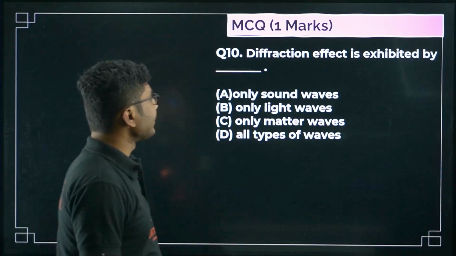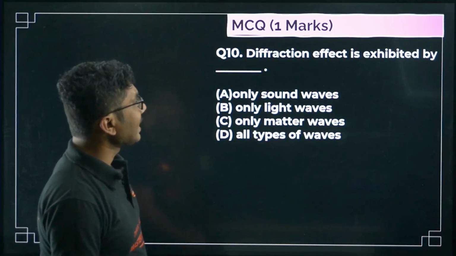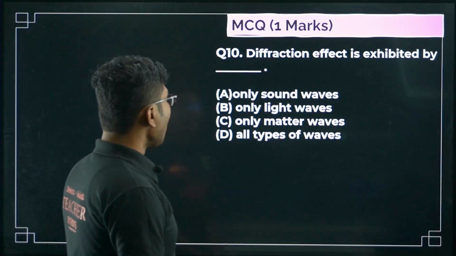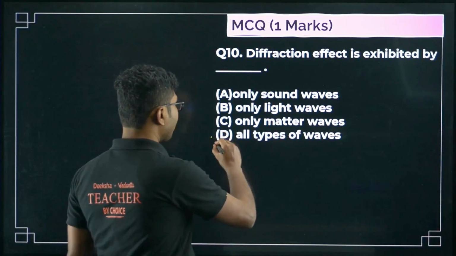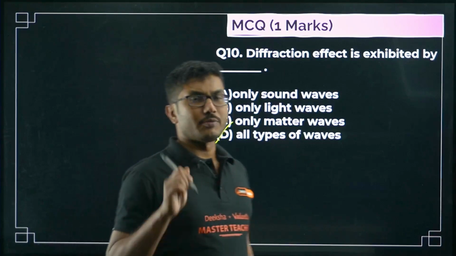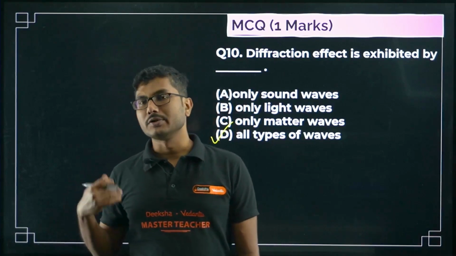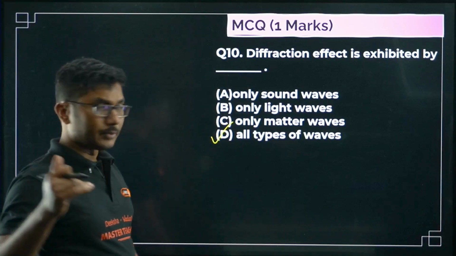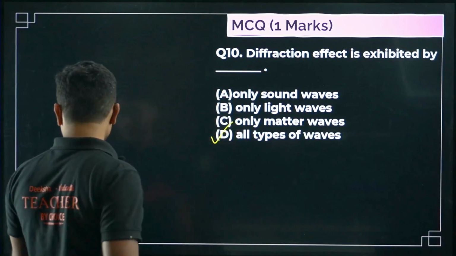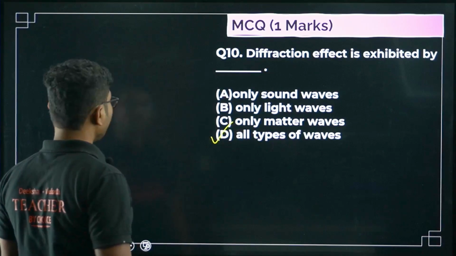Now let's see question number 10. Diffraction effect is exhibited by only sound waves, only light waves, only matter waves, or all types of waves. So diffraction is a property of waves. As long as it's a wave, it will show the diffraction property, no matter what type of wave it is. So basically it is a property of all types of waves.